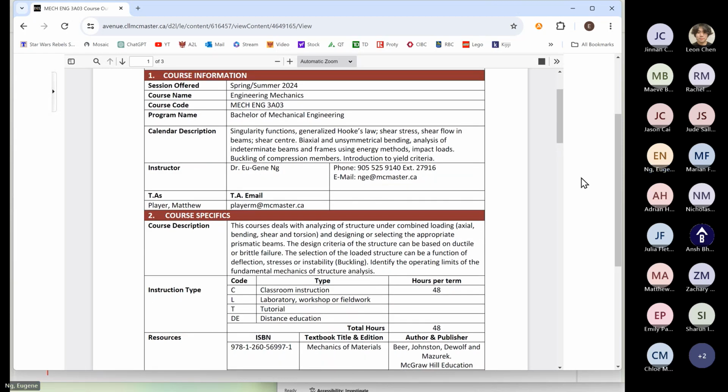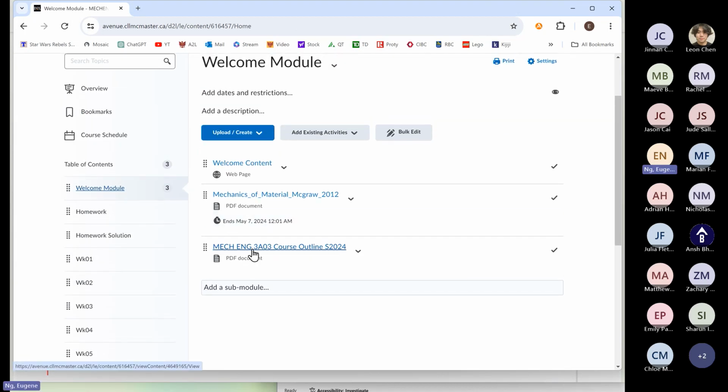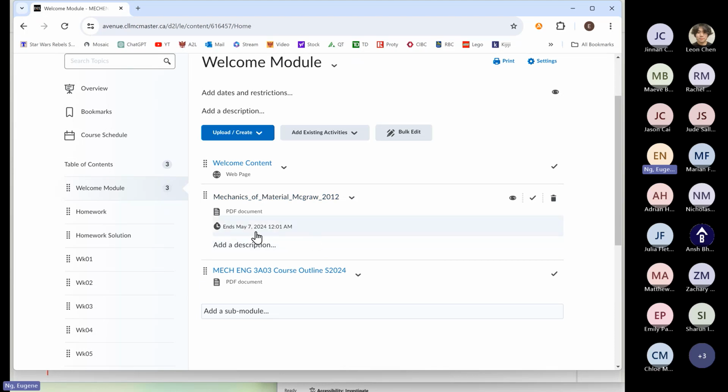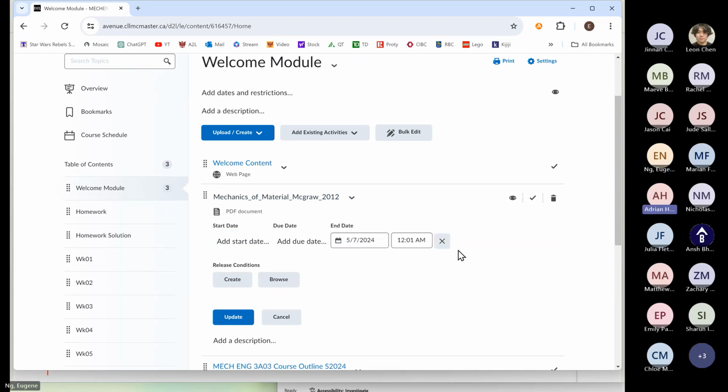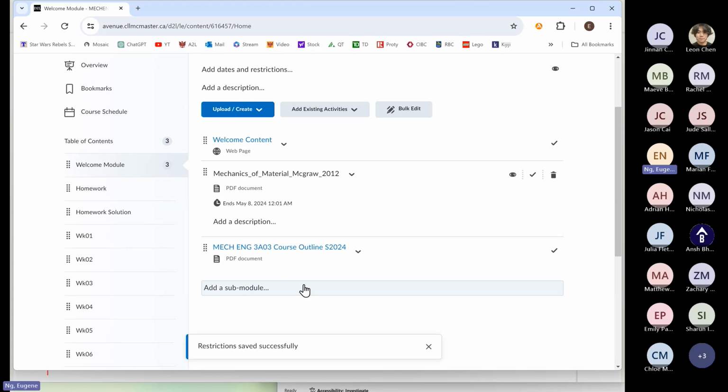If I go back to the content, and you all go to the welcome module, there is Mechanics of Materials, McGraw-Hill 2012. Please download it. You will not be able to download it after May 7, which is tonight, by midnight. Can you all see this file on Avenue? Maybe I will edit properties. Yep, it's on Avenue. Okay, I'll put an extra date, so you have an extra day to download.